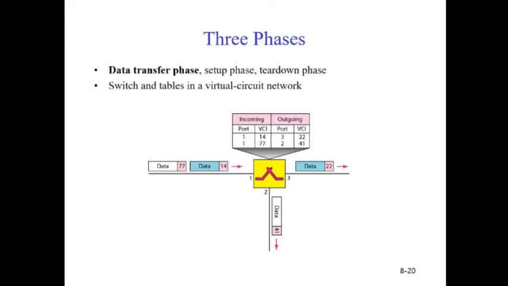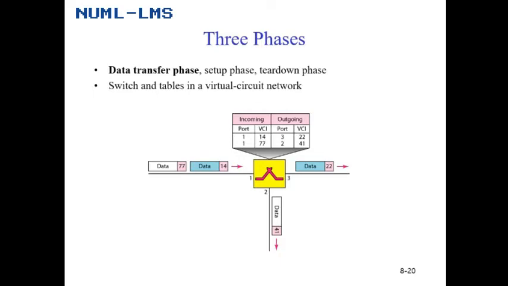So in the setup phase, the source and destination use their global addresses to help switches make table entries for the connection. In the teardown phase, the source and destination inform the switches to delete the corresponding entries. Data transfer occurs between these two phases. We first discuss the data transfer phase, which is more straightforward. Then we'll talk about the setup and the teardown phases.